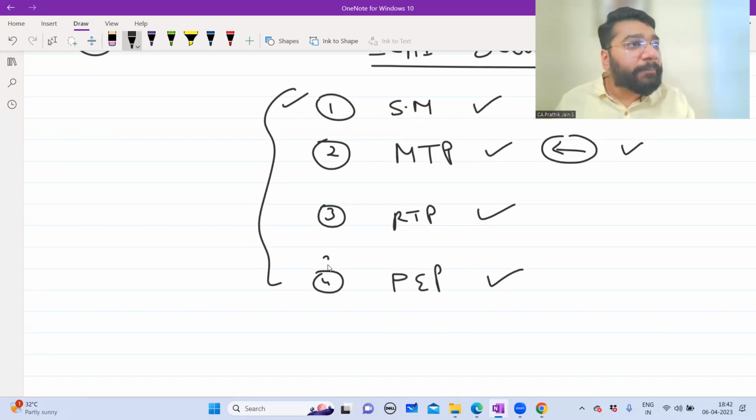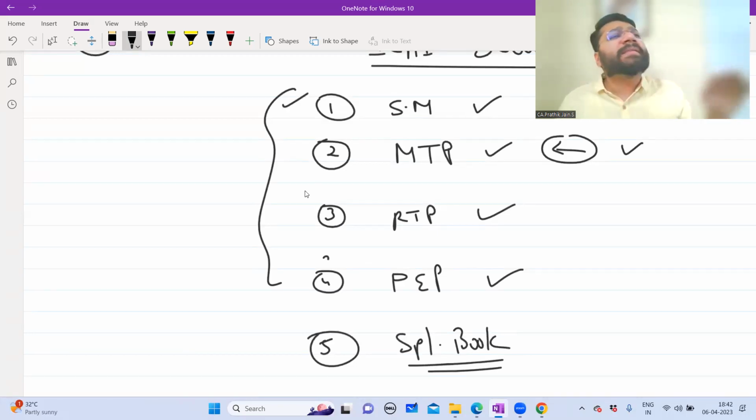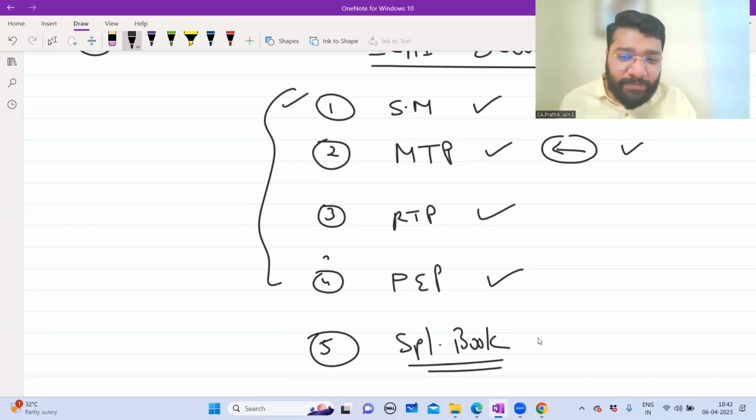So this is mandatory. In addition to that, you will follow one additional book, a special book which I'll give you. So that special book also you'll follow. That book is going to make all your basic concepts super duper strong. This special book, I'll not reveal it now. I'll reveal it only when we start taking the class.